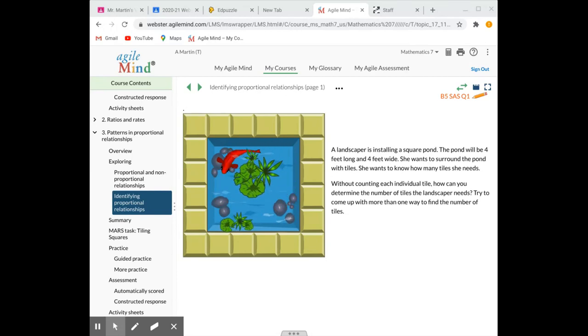Good job, Militon. Non-proportional. Why, Militon? Because they are not the same. All right, good shot. There's no constant rate. Good deal. He's right. There's also some other way how you can figure that out.